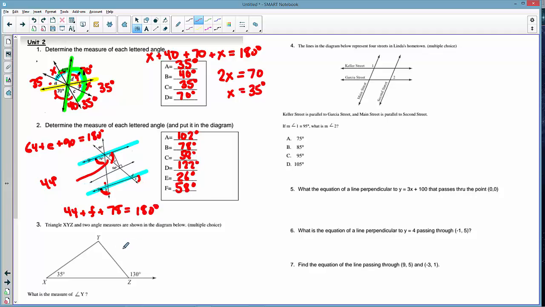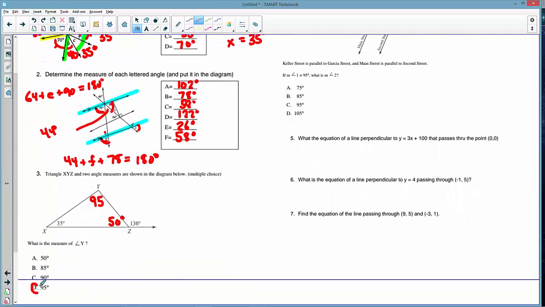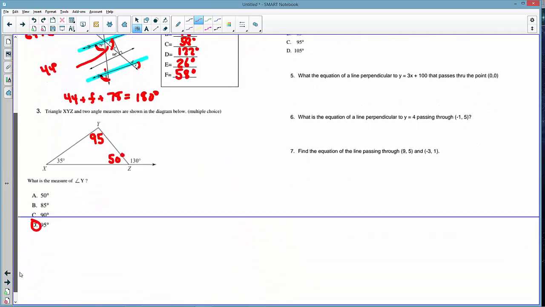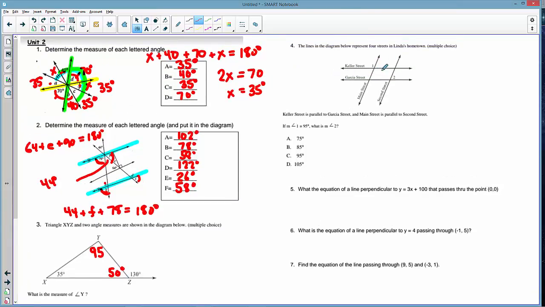Okay, number 3, triangle XYZ has 2 angle measures as shown. So 130 and 50, always do your linear pairs, vertical angles first. 35, 50, and you need to find a third angle, right? Again, they add up to 180. So that's 85. So this is 95. Okay, multiple choice. What is the angle Y? I'm sure it's D. Okay. Is that it? Yeah, let's go to 4 over here.